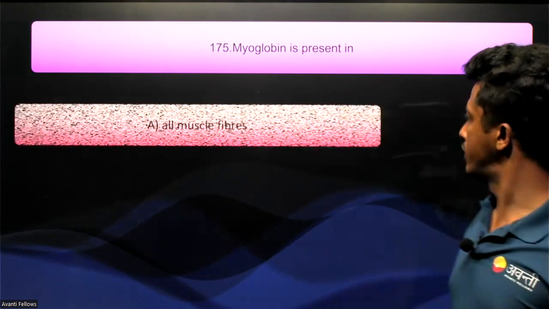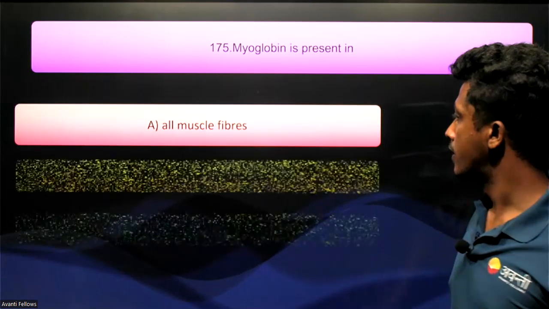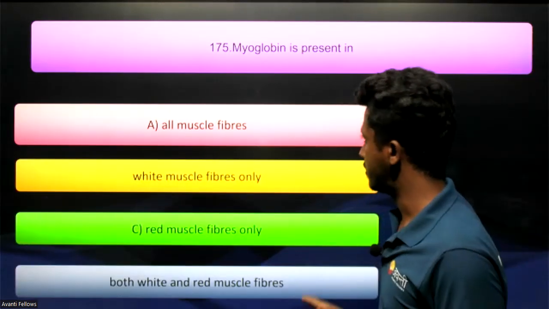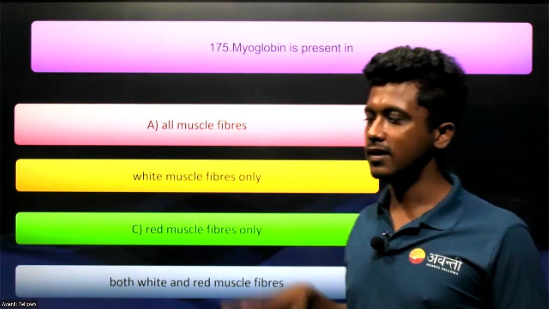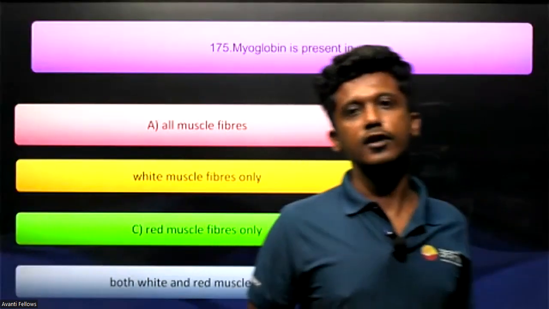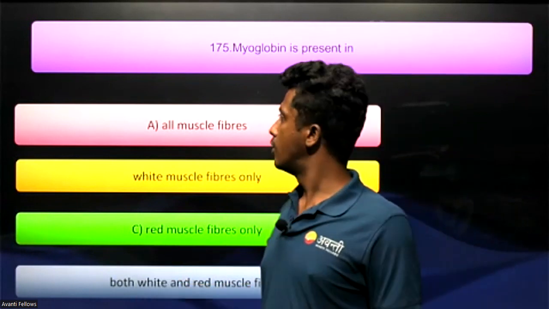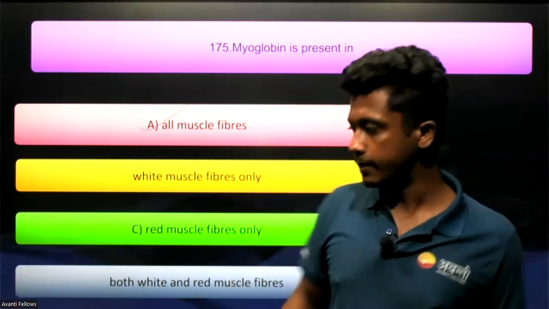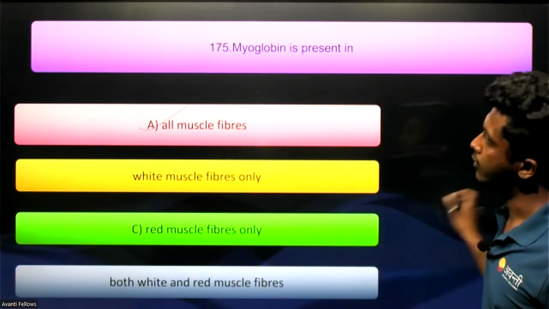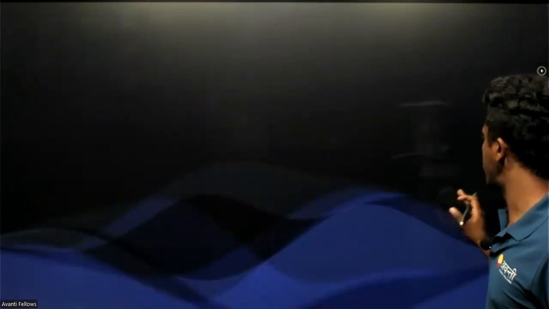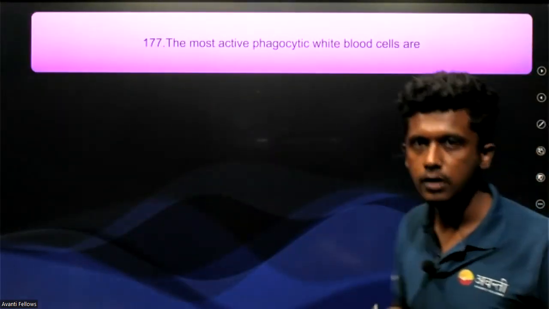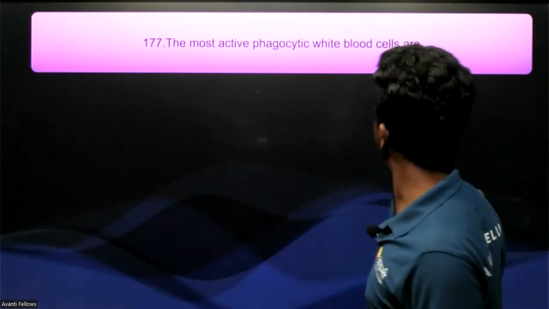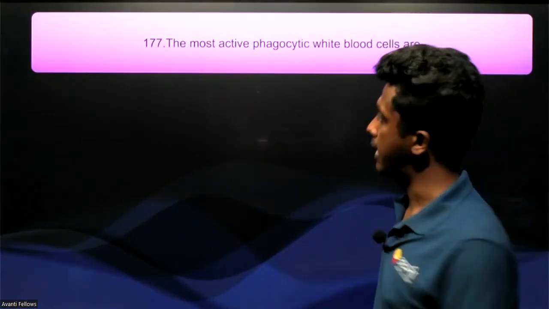Myoglobin is present in all muscle fibers. Okay, white muscle fibers only, red muscle fibers only, and then we have both white and red muscle fibers. See, myoglobin is a pigment that supplies oxygen to all the muscle fibers. So myoglobin is found in all muscle fibers. That is why our option is correct. Myoglobin is something like our hemoglobin, which supplies oxygen to our tissues, especially muscle fibers, to support contraction and relaxation.